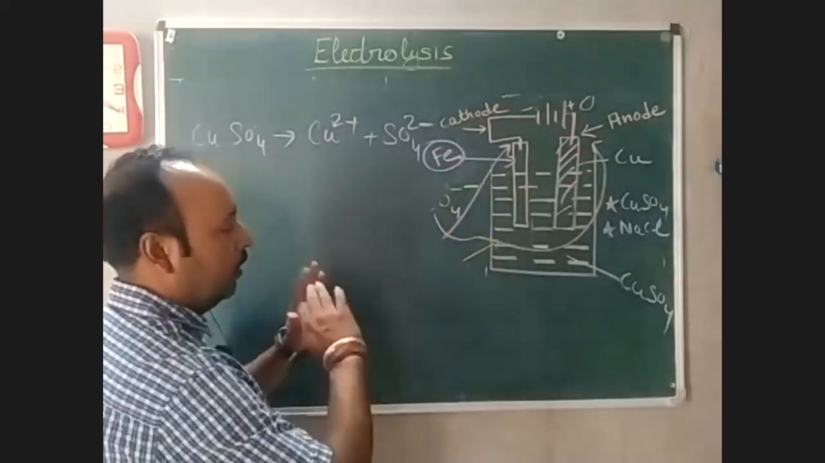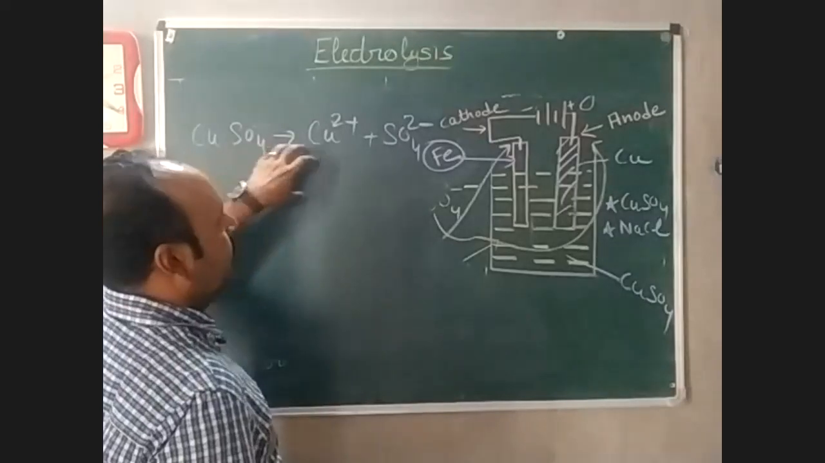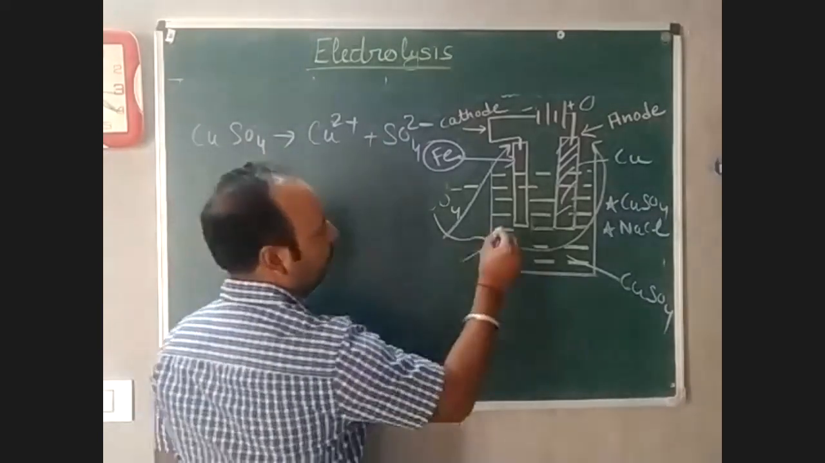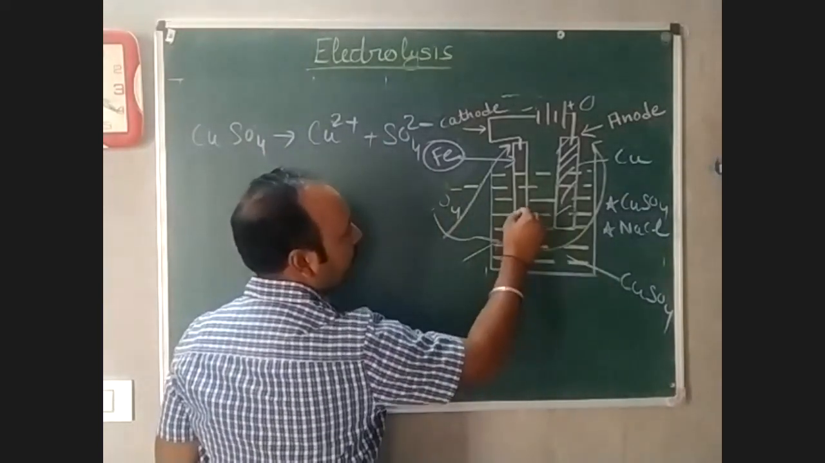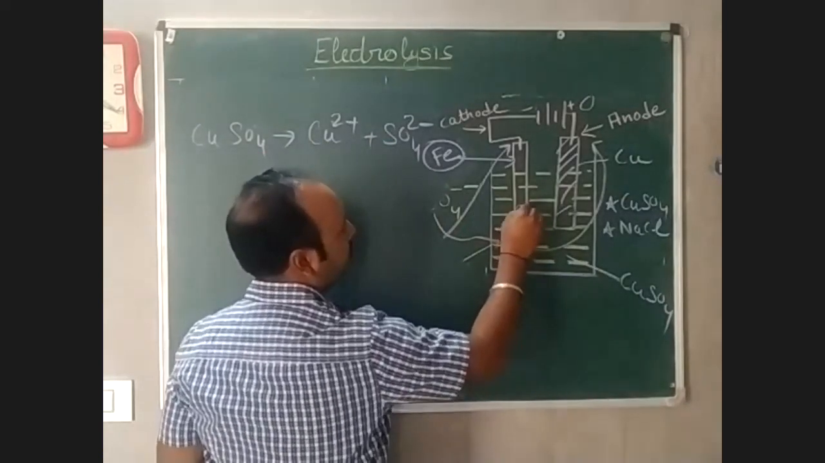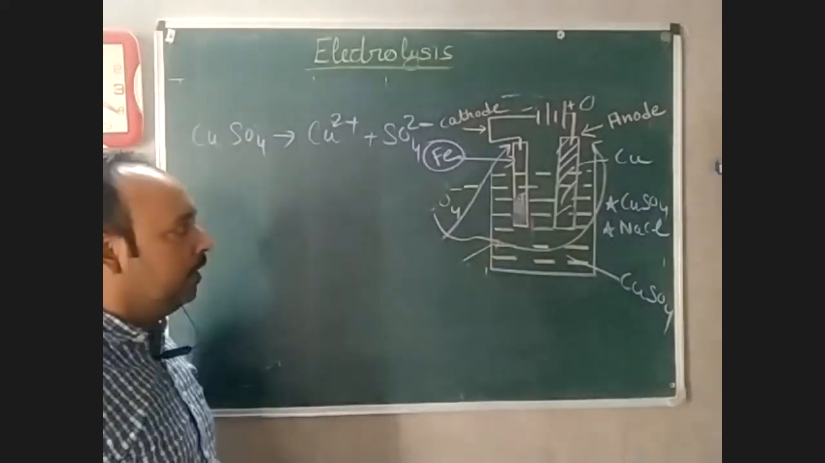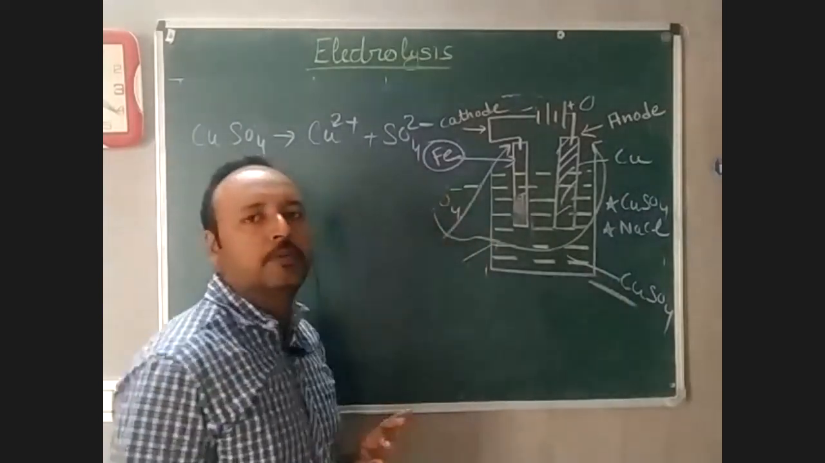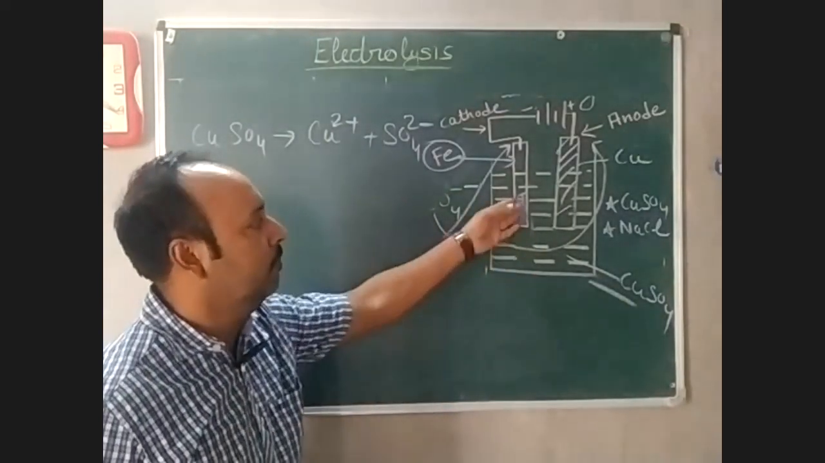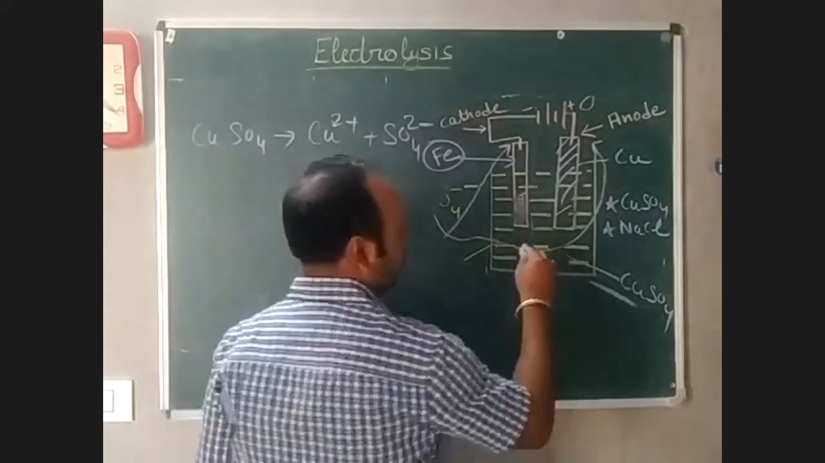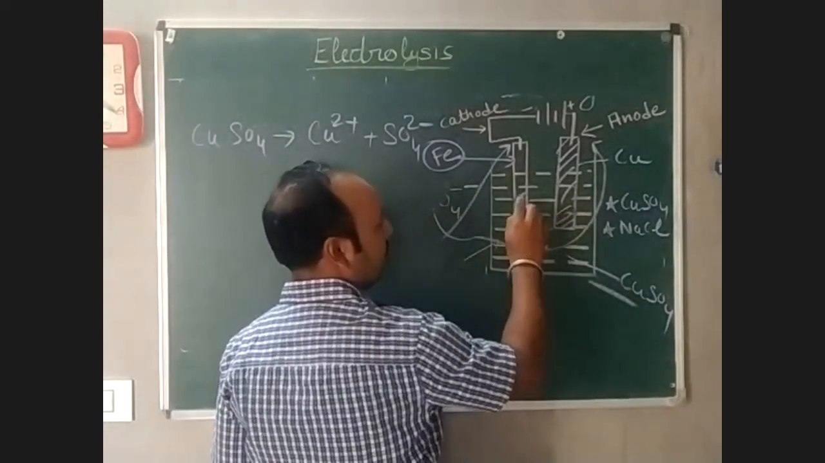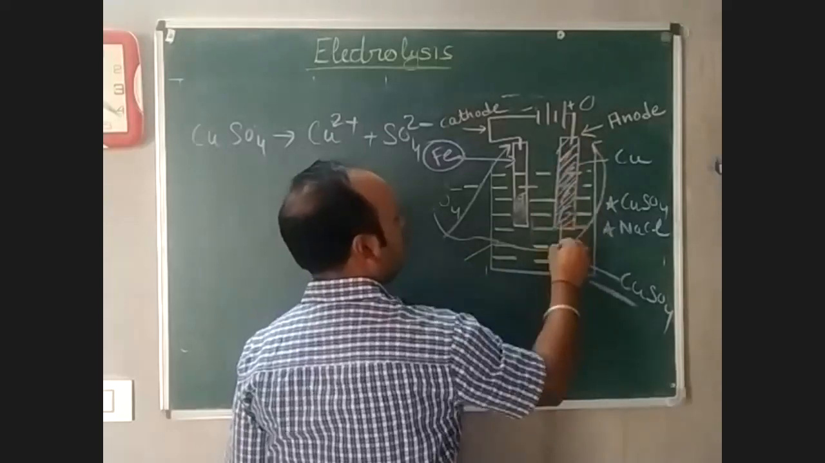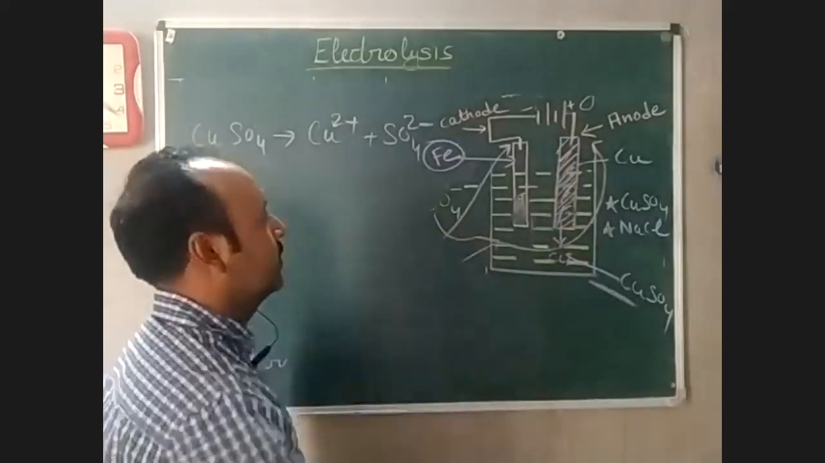Now what will happen when you allow the current to pass through it? Copper sulfate will break into Cu2+ and SO4 2-. So when the current passes, after breaking, Cu2+ ions will start depositing over the negative rod, right? On the other side, the number of Cu2+ ions will decrease because they are depositing there. These lost copper ions will be compensated by the copper rod, which will give more copper ions so that the process can continue.